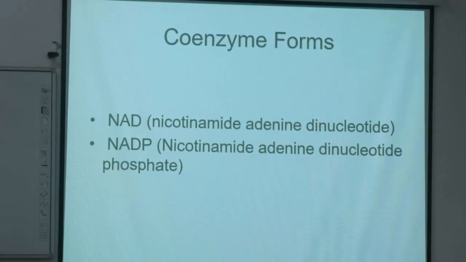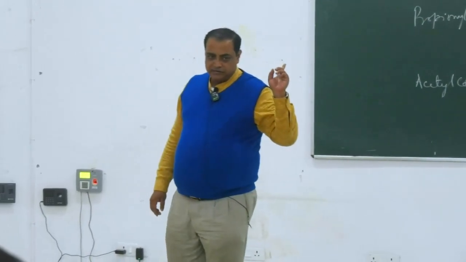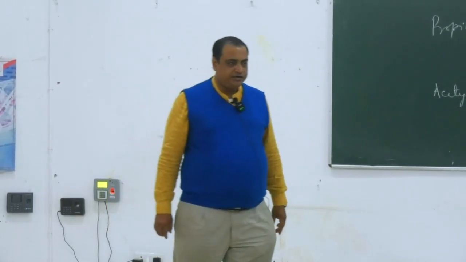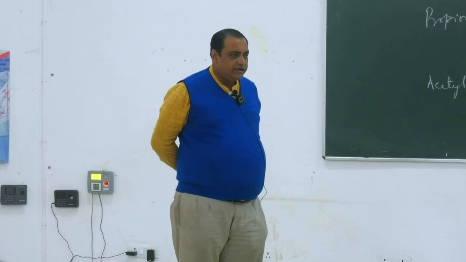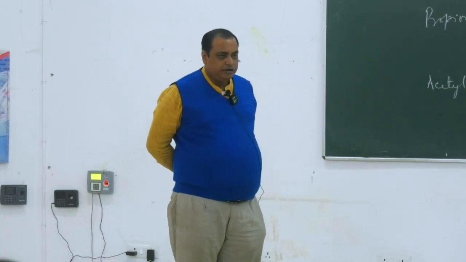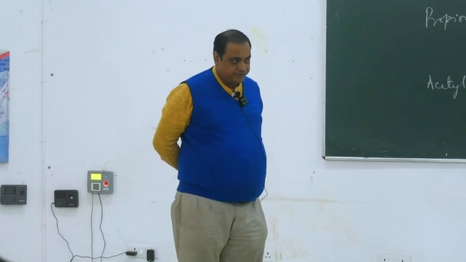What are the coenzyme forms of niacin? Two forms, NAD and NADP. Read the names, which you might have read in class 10, just refresh your memory. Nicotinamide adenine dinucleotide. Nicotinamide adenine dinucleotide phosphate.